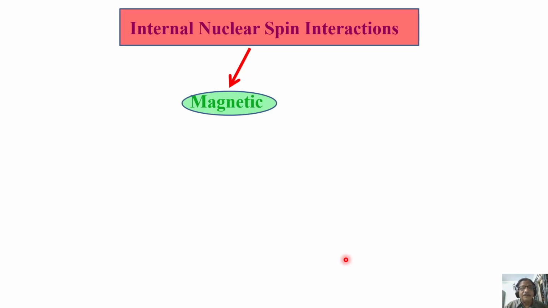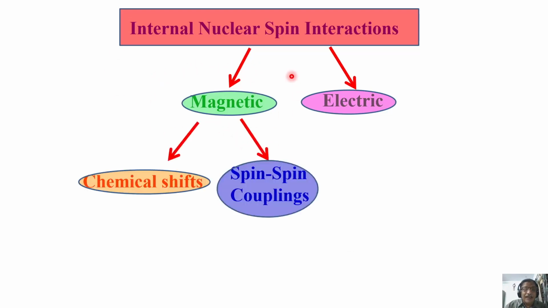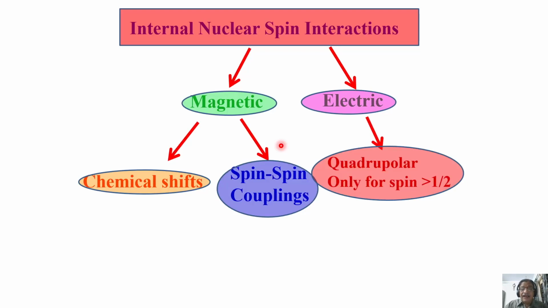One type of interaction is called magnetic interaction. The other type of interaction is called electric interaction. What are these electric and magnetic interactions? These magnetic interactions can be further classified as chemical shifts and spin-spin couplings. The electric interactions are for those nuclei whose spin is greater than half, that is a quadrupolar interaction.